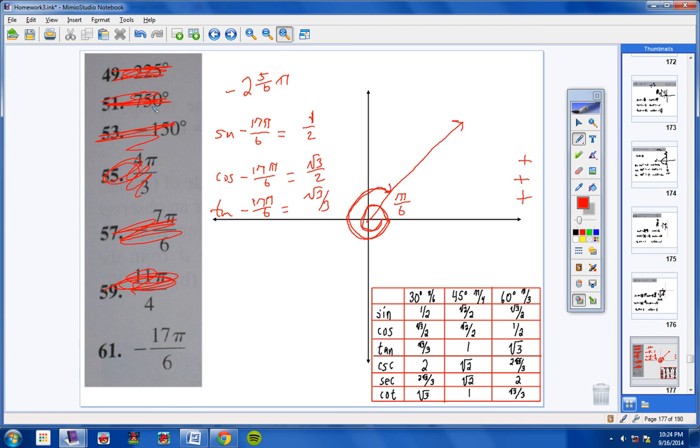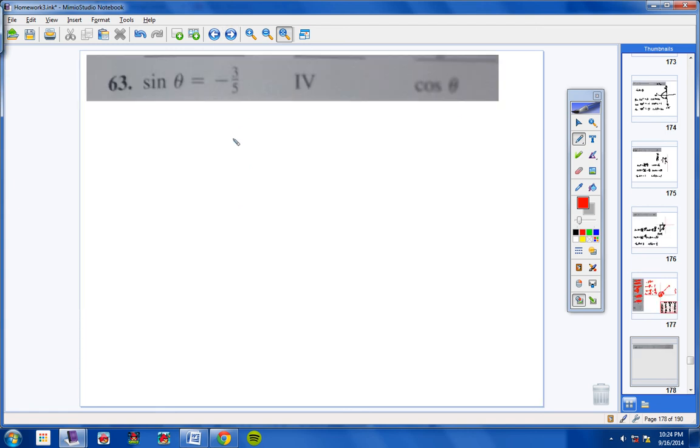Moving on now to number 63. The directions say for 63, 65, and 67 to find the given trig value in the specified quadrant. So, first of all, we know we're going to be in quadrant 4 because of this right here. So we're down here in this quadrant, put a check mark, and so we're going to draw our triangle like always. Remember the bow tie, okay? So the triangle will look like this, and we'll put theta right here, okay?